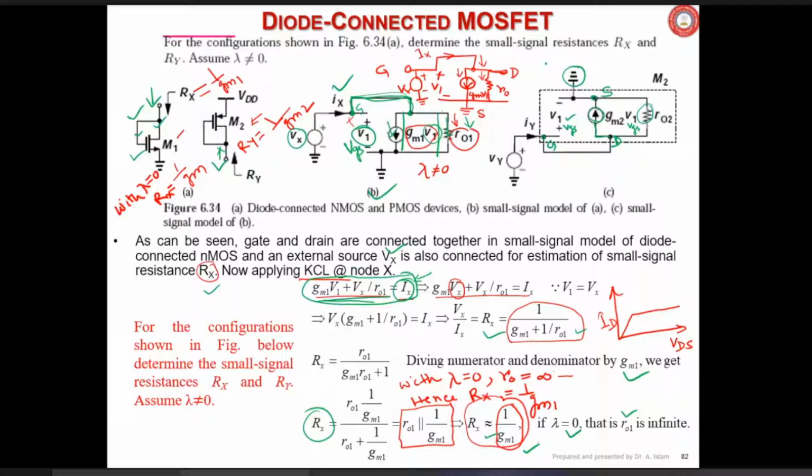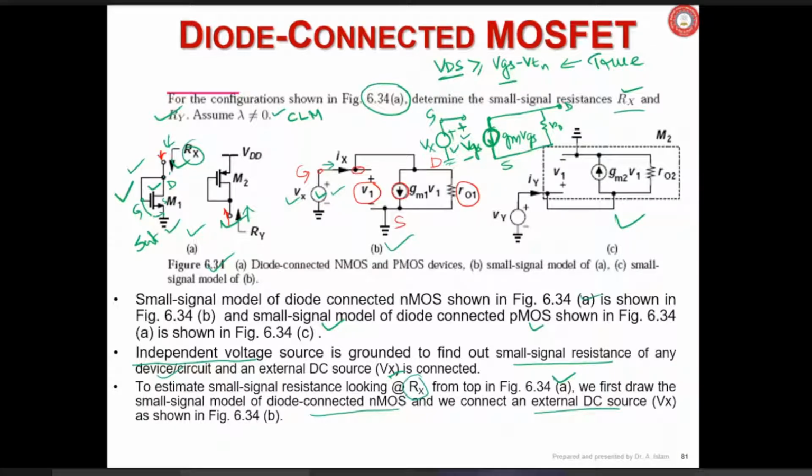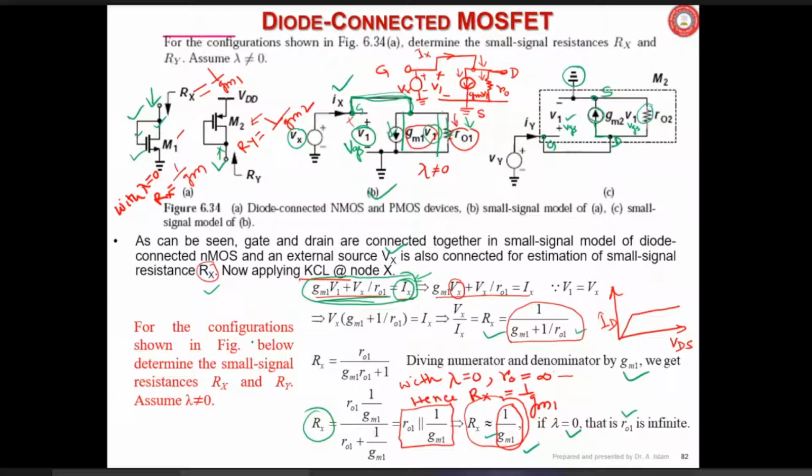Can you tell why? Have I discussed this earlier? For AC analysis or small signal analysis, the DC sources are grounded. I think we have written somewhere that an independent voltage source is grounded. Understood? This VDD is an independent voltage source that is grounded. So as far as AC is concerned, it is at AC ground. Have we discussed this or not?